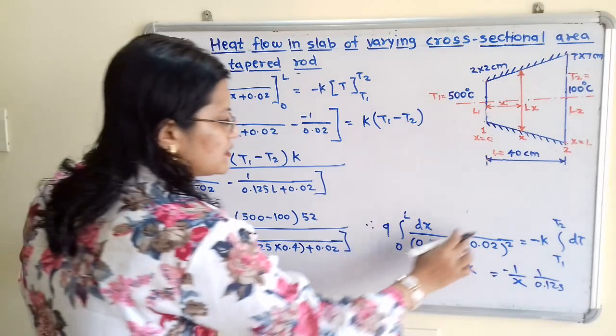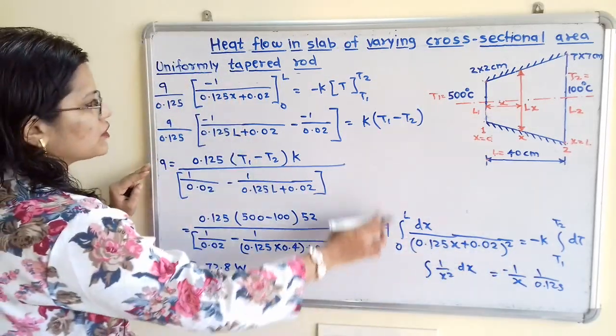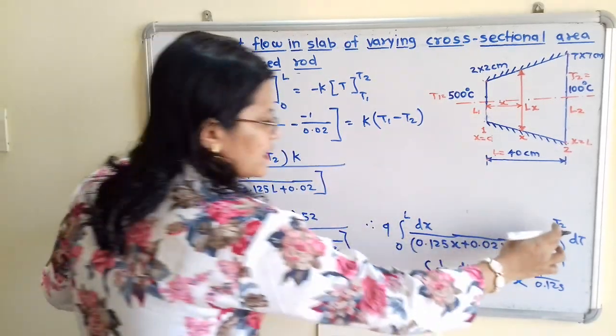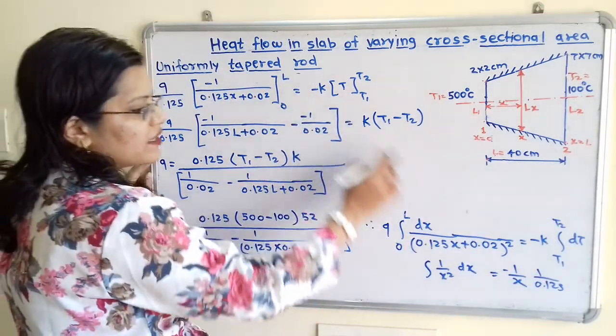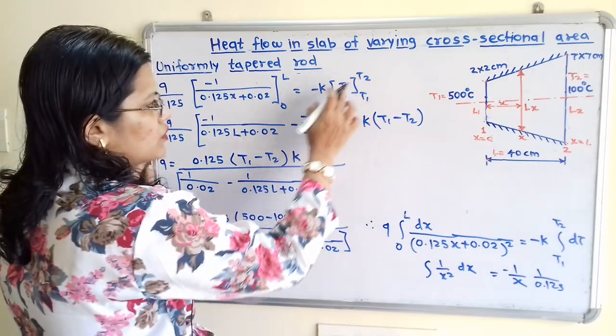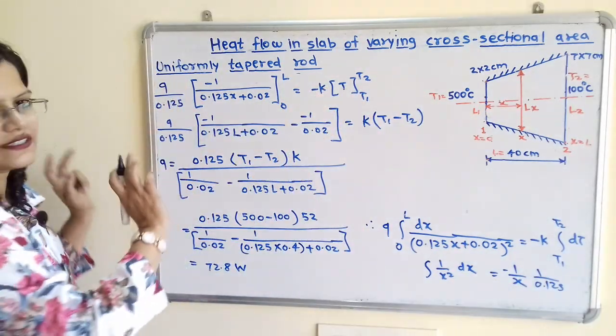Now we will give limits here. So what are the limits? That is from 0 to L. Now here integration of dt is t, and here we will give limits, that is t1 to t2, and we have to write the constants as it is.